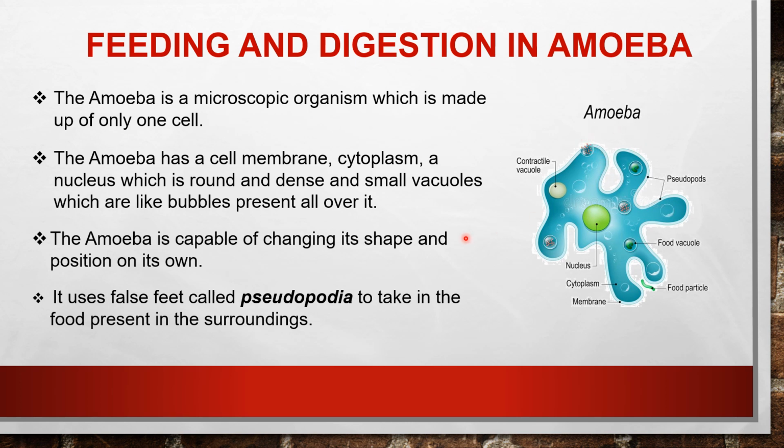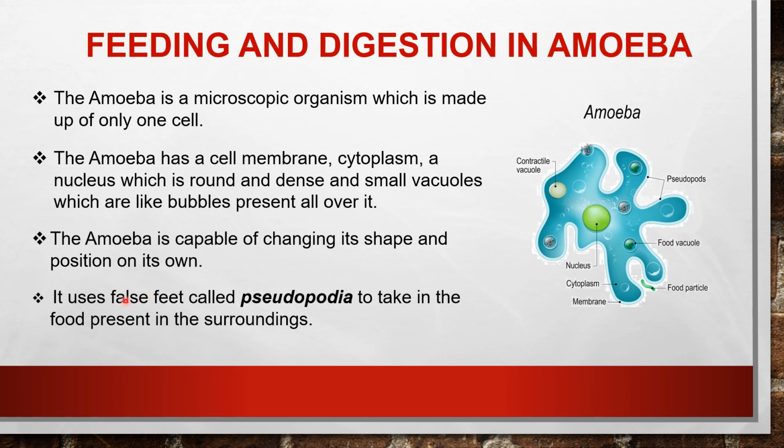And its other specialty is it has a capacity to change its shape and position on its own. It can change its shape on its own. That is the one special character of this organism. The amoeba is capable of changing its shape and position on its own.